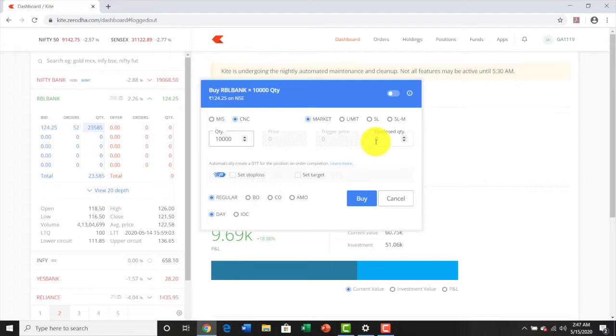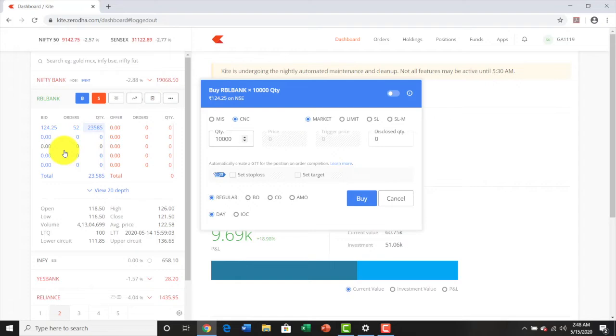Now this disclosed quantity is a very important concept, and I want your full attention when I talk about it. When I place a very big order, let's say an order of 1 lakh shares of a particular company, which is a very big amount, it will be displayed here. Now we need to understand the basic economics concept of demand and supply. Whenever we have more demand than supply, the price rises, and whenever we have more supply than demand, the price falls.